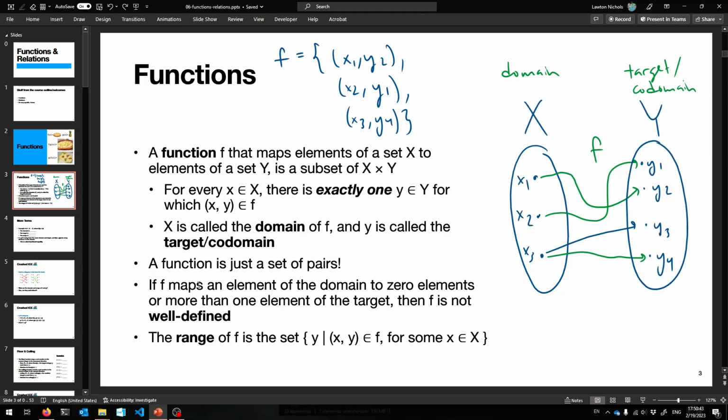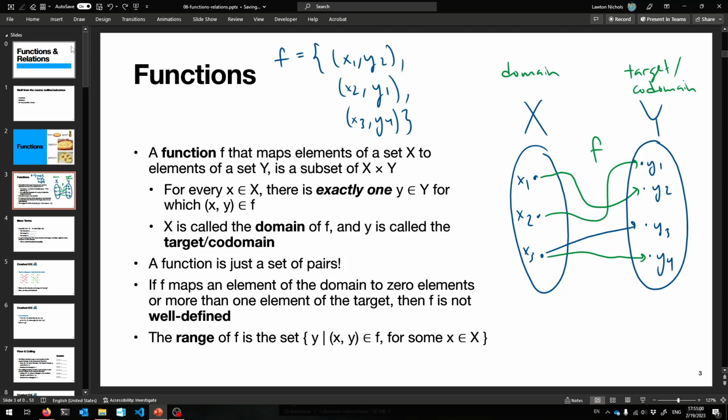Range is not the same as the target or the codomain. The range of a function is all the values that are being hit in the codomain. So it's the set of all the y's such that (x, y) is in f, so it's being mapped to by some x. Okay?